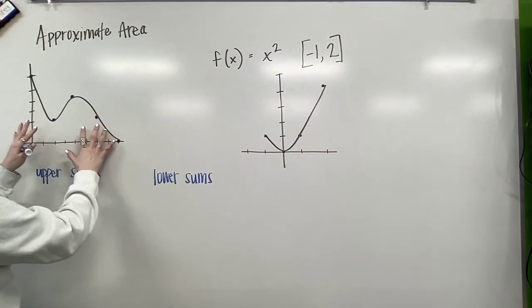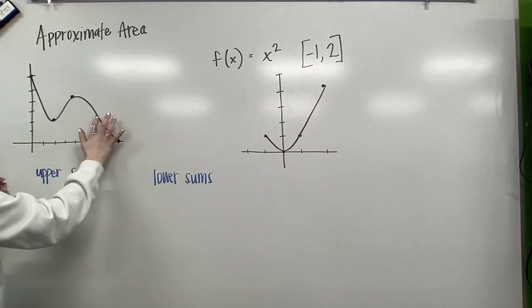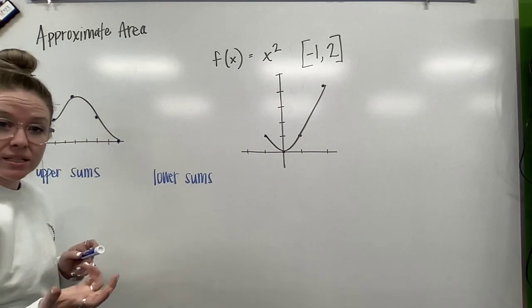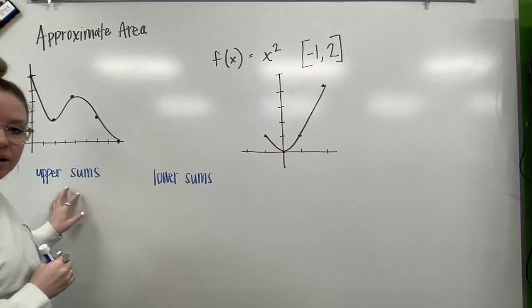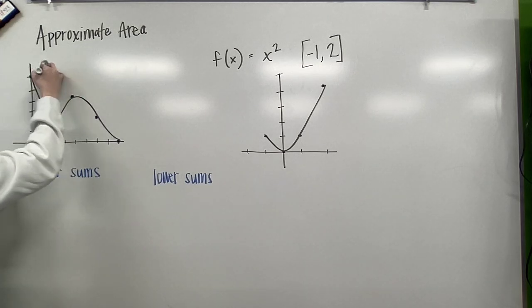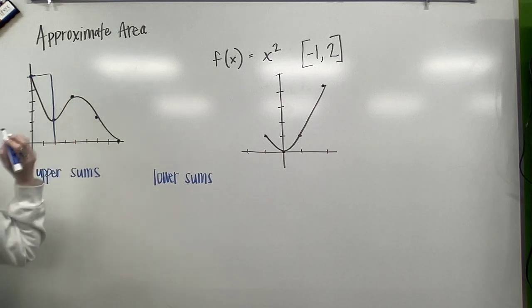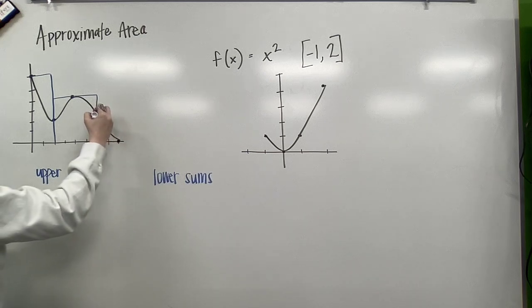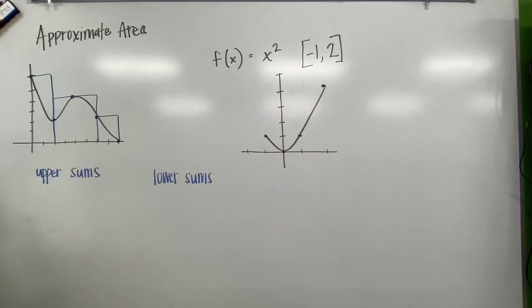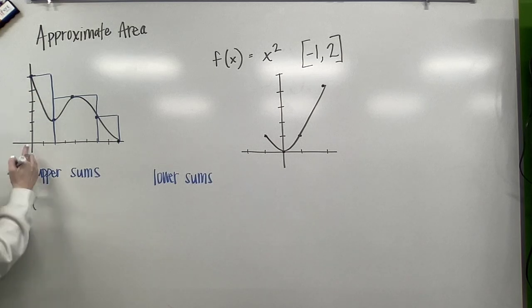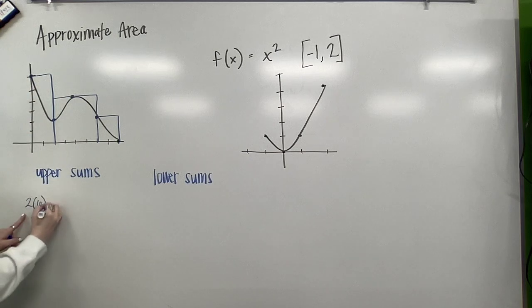So here, I only know for sure these point values. So I'm going to use those to help build rectangles. And like I said, we're going to start here with the upper sums. So I want my rectangles to go above the curve. So they're going to look like this. Okay? So this rectangle has a base of 2 and a height of 6.